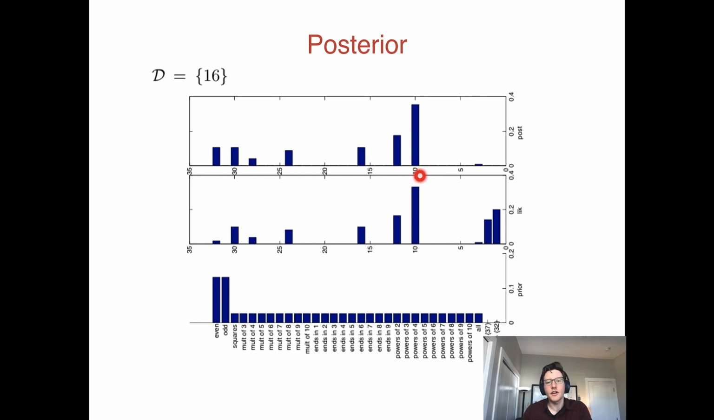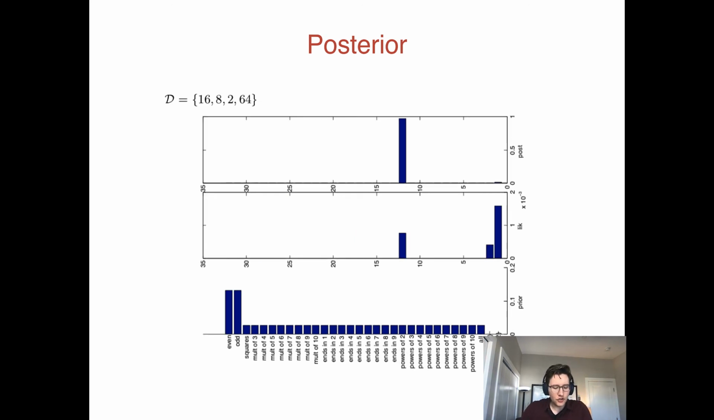But also notice that our posterior is quite diffuse. That is, because we don't have very much data, we don't have that much knowledge about what our posterior is, or rather what the concept is. So our posterior is diffuse. It has a lot of different rules that have non-zero probability.